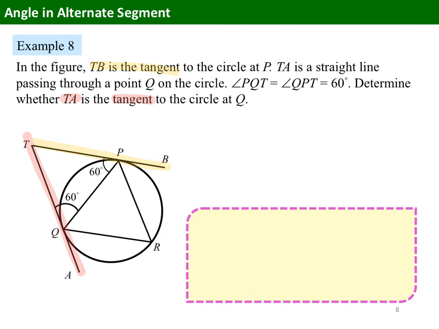Because AB is tangent, therefore 60 degrees is the tangent chord angle made by the tangent and PQ. The angle in alternate segment is this angle, so it is 60 degrees. Now we can check. This is 60 degrees, which is equal to this angle. Hence, we can claim that the straight line TA is tangent by using the converse of property 5.